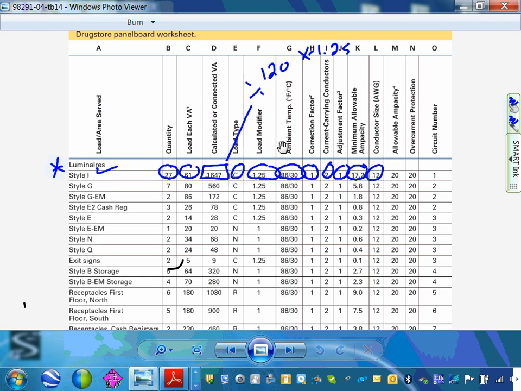You took that 1647 divided by 120. Yep. Times 1.25. Yep. Okay. Everybody got that? 12. Hold on a second. Okay. Now, how much current can number 12 carry under normal operating condition? Number 12, how much current can number 12 carry under the 60-degree column? 20. Thank you. Right here. Do you see it? Here's your 20.